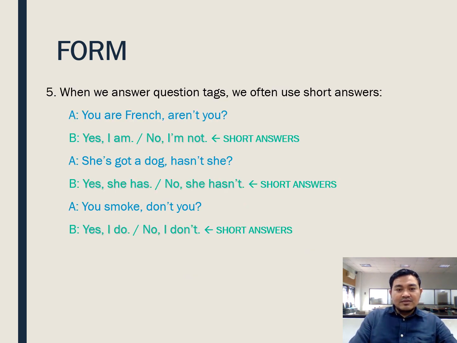When we answer a question tag, we often use a short answer. For example, you are French, aren't you? You just say, yes, I am, or no, I'm not. She's got a dog, hasn't she? Yes, she has, or no, she hasn't. And the third one, you smoke, don't you? Yes, I do, and no, I don't. So that's simple. When someone asks you using a question tag, you just need to answer with a short answer, yes or no.